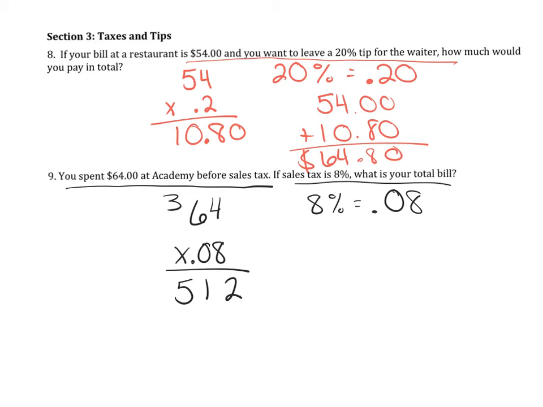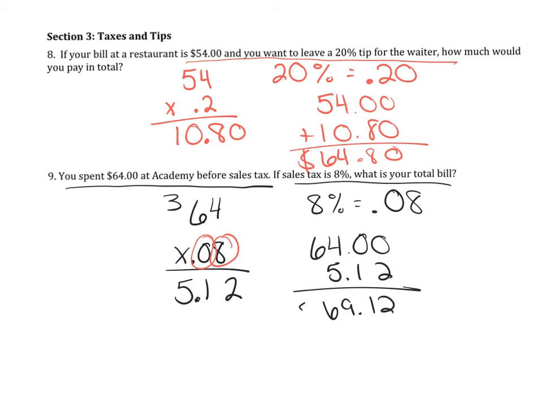Sorry, you don't have to add. You have to go count your decimals, 1, 2. So this gives me $5.12, but that is just your tax. Now it says what is the total bill? So you have to take the $64 and add the $5.12, which will give you $69.12.